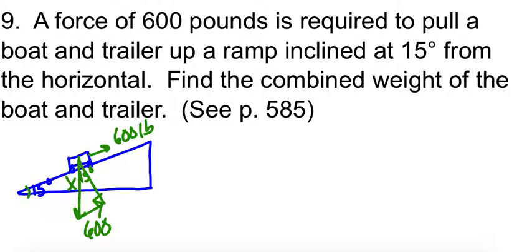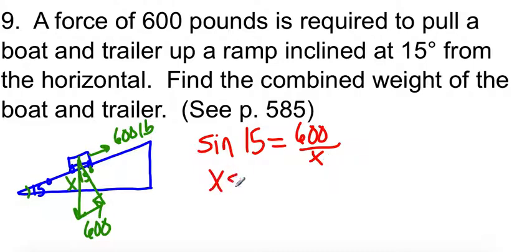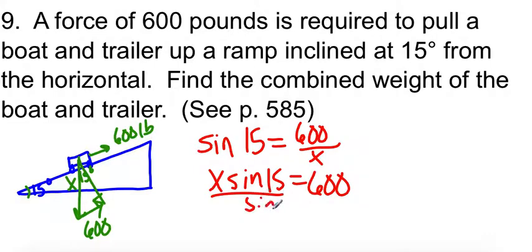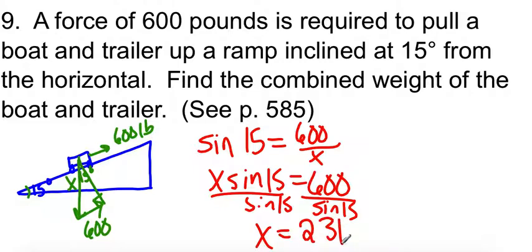So what do we know about this? Well, this is just a right triangle, so we can use our basic right triangle trick. We know a 15-degree angle, we know the side opposite of it, and we know the hypotenuse. So opposite and hypotenuse, we're going to take sine of 15 equals 600 over x. Then we're just going to solve that quickly. Divide both sides by sine 15. 600 divided by sine 15 is going to be 2318. Okay, so the combined weight of the boat and the trailer is going to be 2,318 pounds.